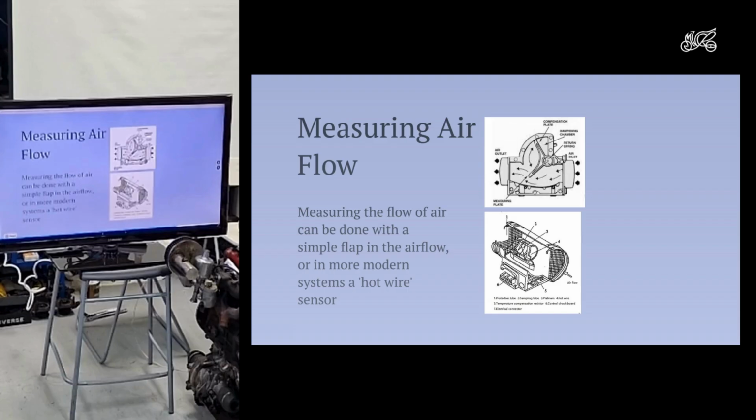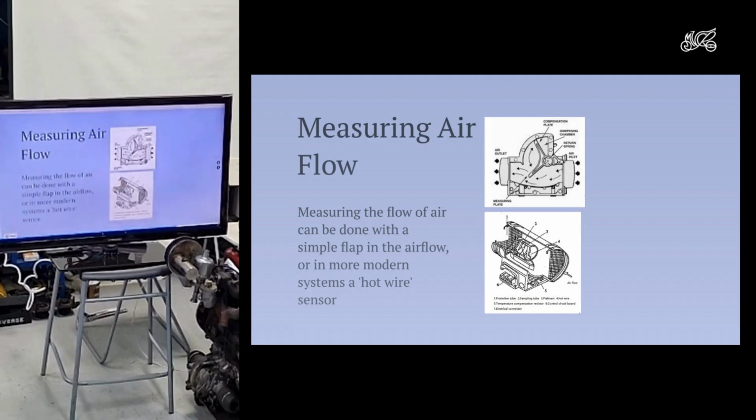Another way to do it is two ways, using a flap system. So the top system there is just like a hinged door with a potentiometer stuck to it. So as the air sucks through faster, the door opens, and you can record that electrically, so you can know how much air is going through by how far the door opens. That's how the top one works. And the other one at the bottom is hot wire. Hot wire is a little bit more complicated.